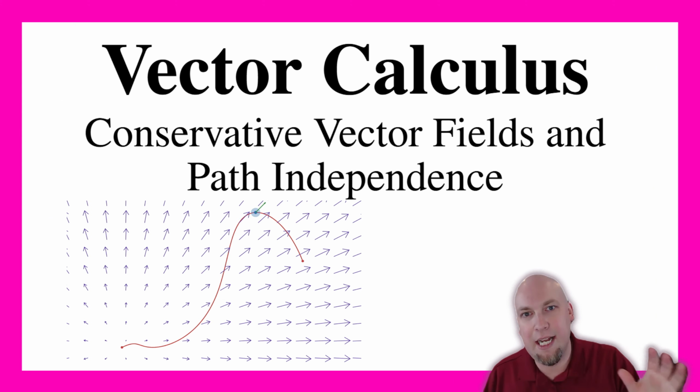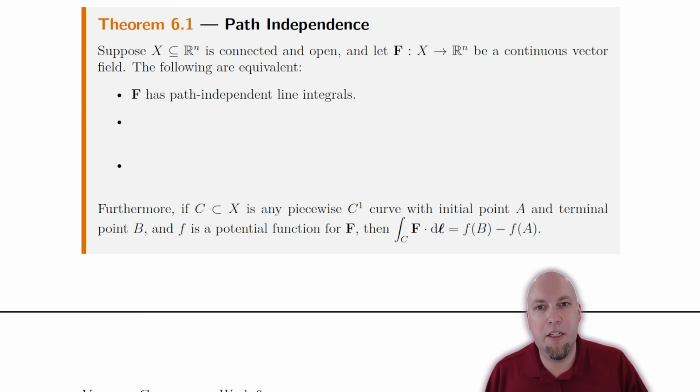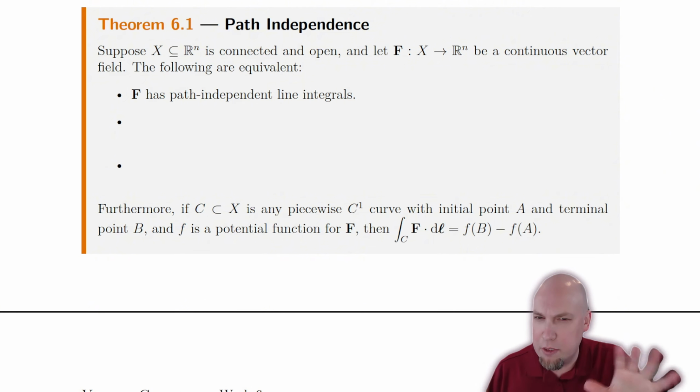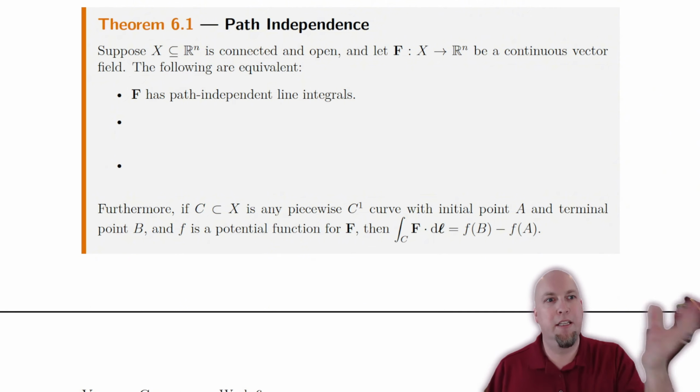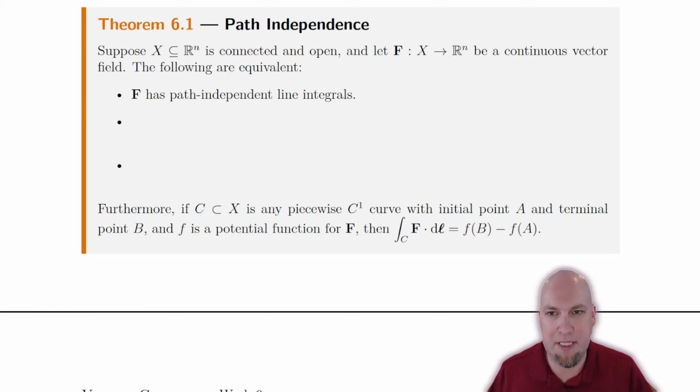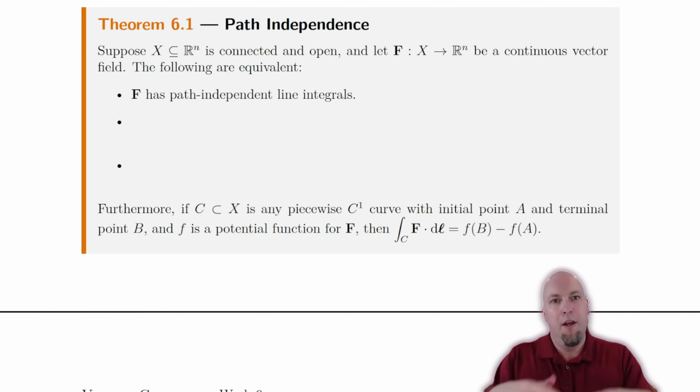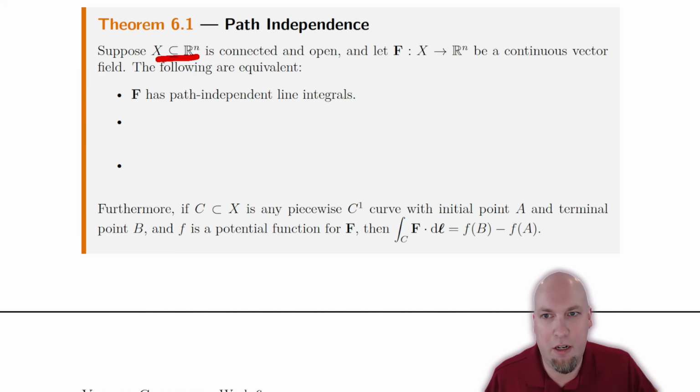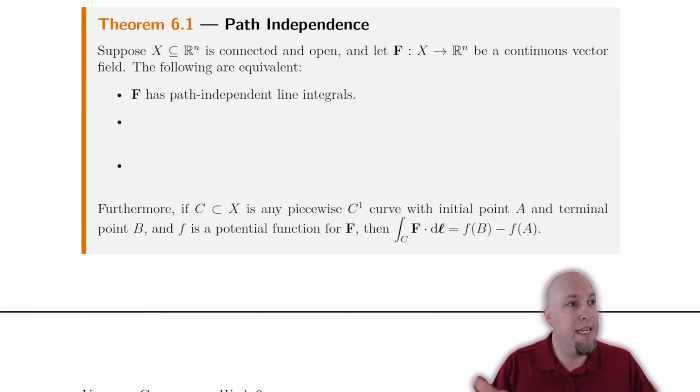Okay, so let's dive in and see the main theorem that's going to do all of the work for us today. We sort of hinted at pieces of this in the previous video, but let's write it down explicitly now. So here's the setup. We have some vector field in front of us. It's acting on some domain X, which is in n-dimensional space. We've got a vector field, it's continuous, and we want to know, does it have path-independent line integrals?